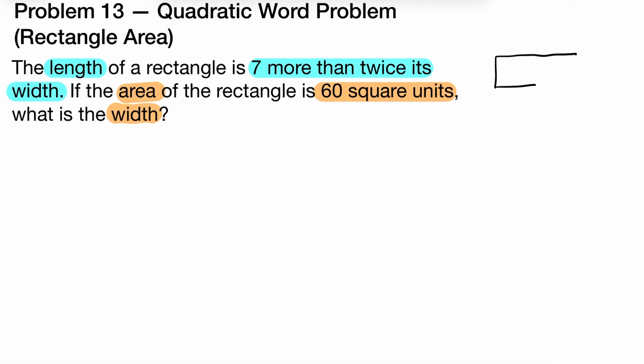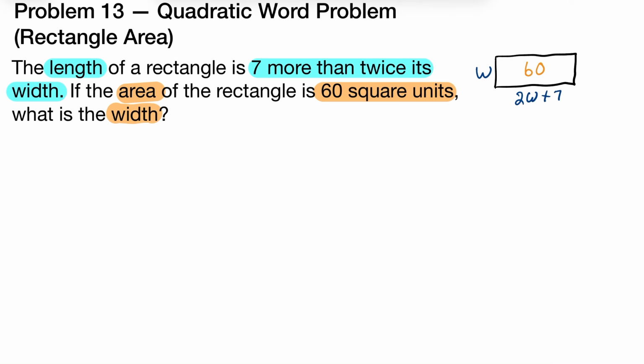So we draw the rectangle and we're given that the length is 7 more than twice its width, which means that the length is 2w plus 7. The width is w, since that's what we're looking for. The area is 60 square units.